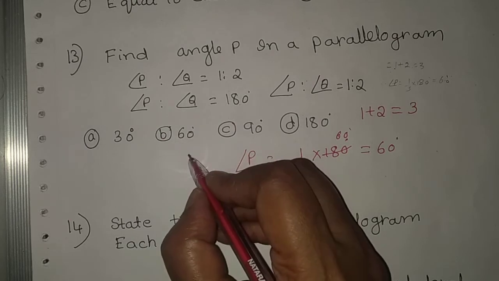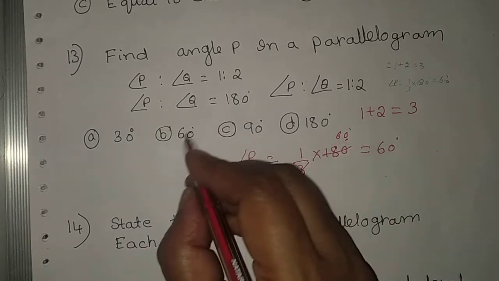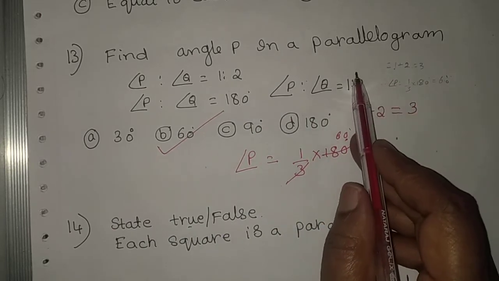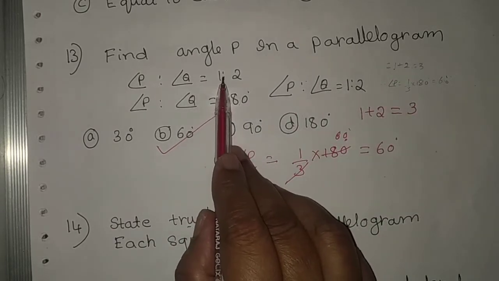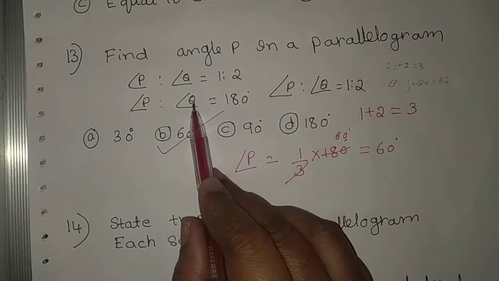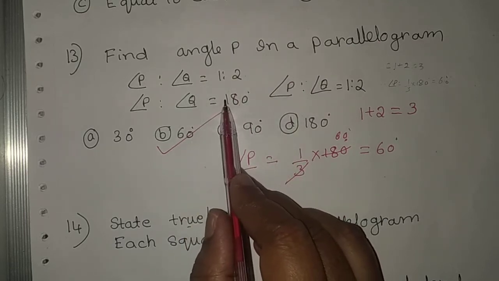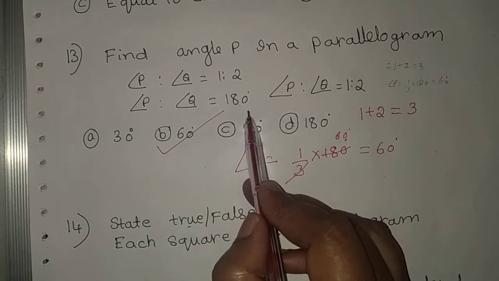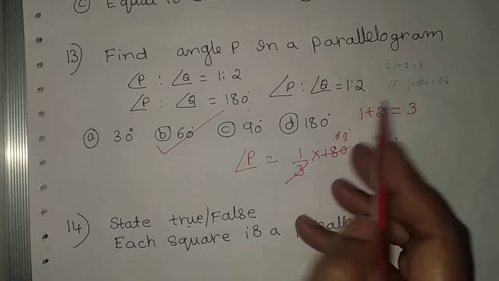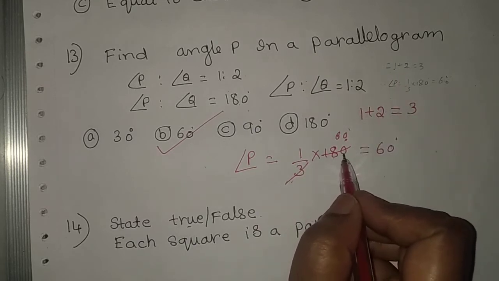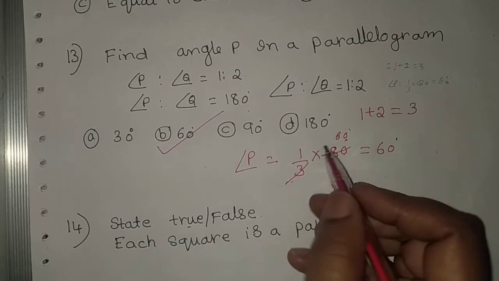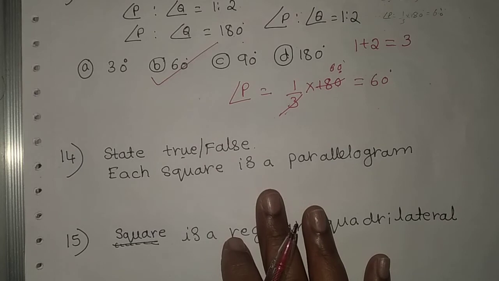So which is the option here? The angle P is 60 degrees. The ratio of both the angles is given, that is 1 is to 2, and the sum is 180 degrees. So add these two, 1 plus 2. This ratio we have to add. Then 1 by 3 into 180, we get angle P as 60 degrees. So this is how to calculate angle P in the parallelogram.